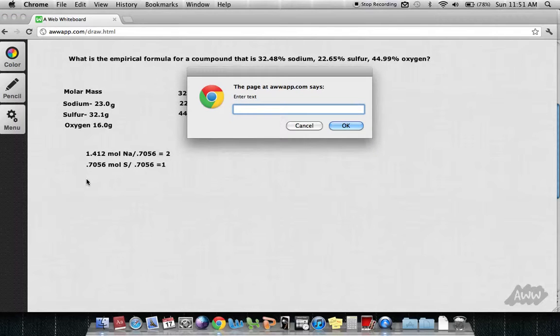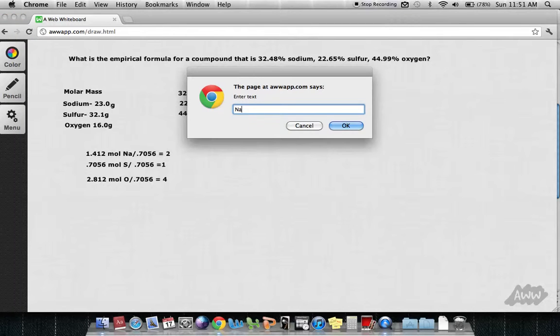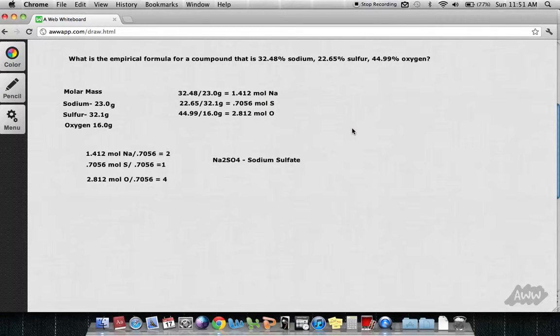And then 2.812 moles of oxygen divided by 0.7056, which would equal approximately 4. So these numbers are representing the subscripts. So the empirical formula for this would be Na2SO4, which is sodium sulfate. And that is how you find the empirical formula.